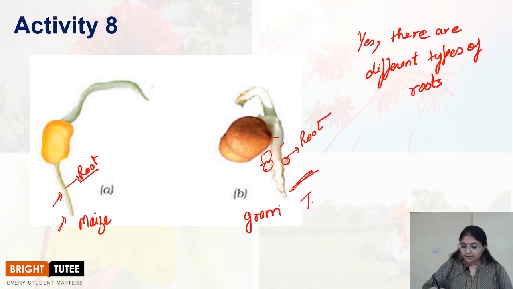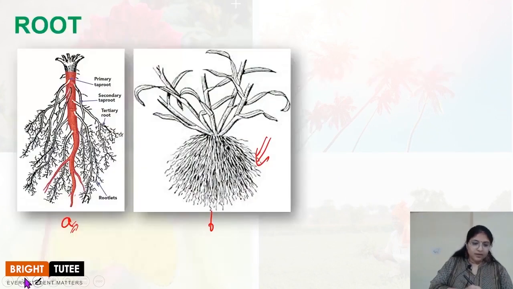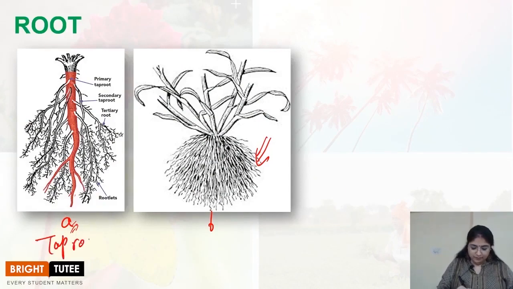One is called the taproot system, right? And the other is called the fibrous root system, right? So one is the taproot system, and the other is the fibrous. What is the difference between the two?